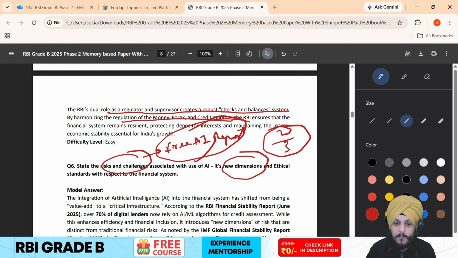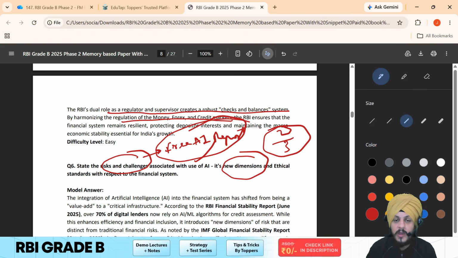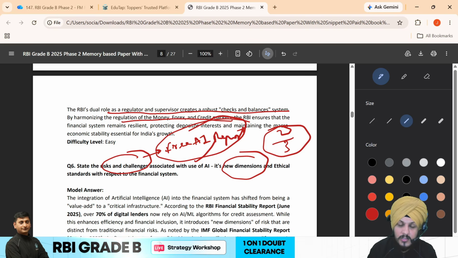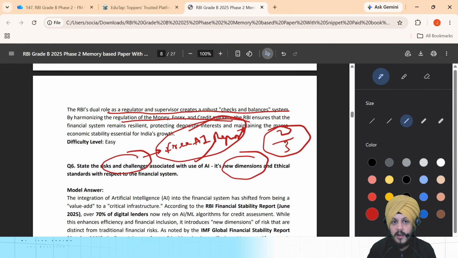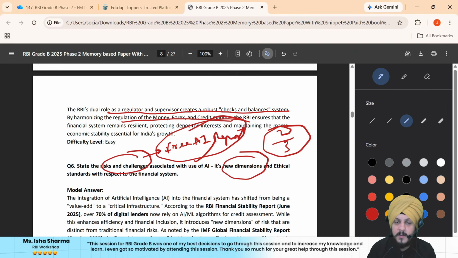Because in that report RBI had basically provided these new dimensions of AI, right, and these ethical standards also. All this sort of information was there as a part of it. Apart from that, it was also presented in the important media and speech tab that is there on the RBI website.